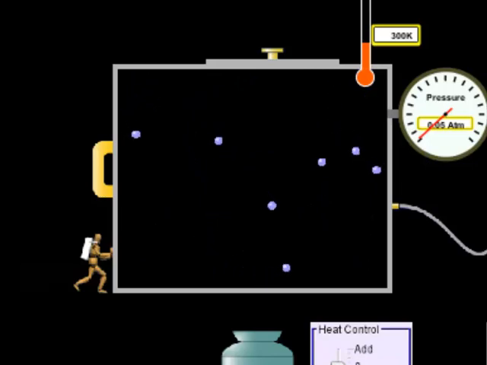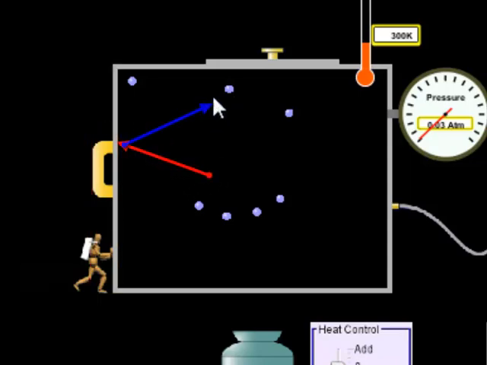So we can see, for example, let's follow one of these particles along. So we'll just pick a suitable one, like this one, for example. Or, in fact, let's go with this one. It'll collide with the wall and it'll bounce back. So this particle here was traveling in this direction, it collided with the wall, and then it bounced back.